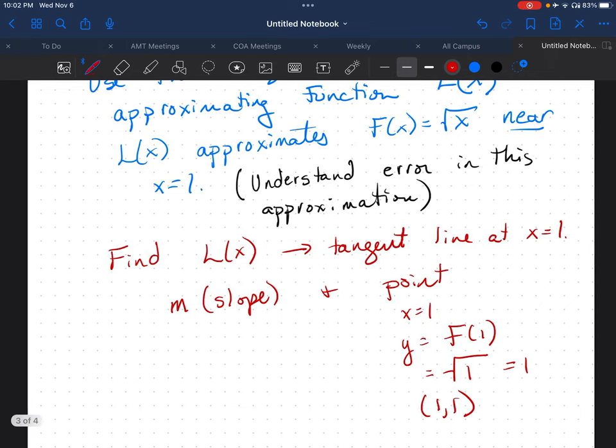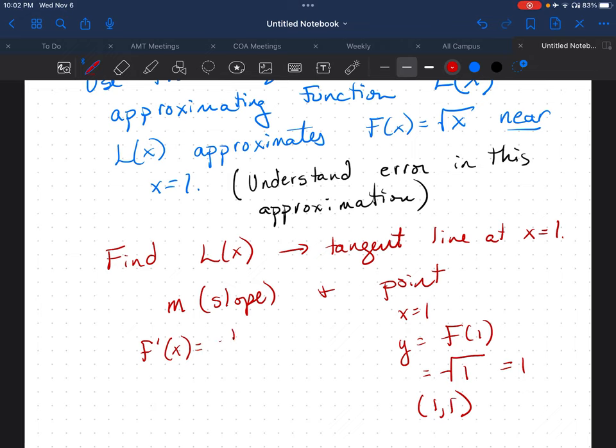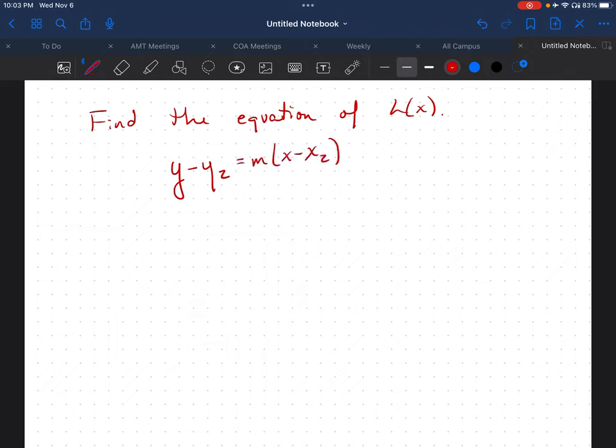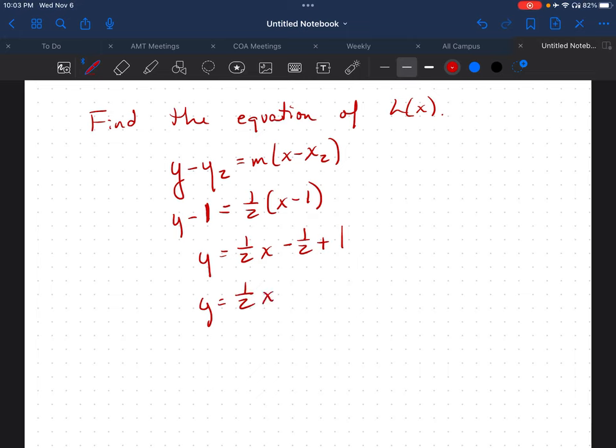And to find the slope, I take the derivative and then I plug in 1. So I get a slope of 1/2. So I have this slope of 1/2 and the point (1, 1), and then I'm going to find the equation of the line using point-slope form. 1/2 x minus 1/2 times 1, and I think I get 1/2 x plus 1/2. And this is what we call the linearization.